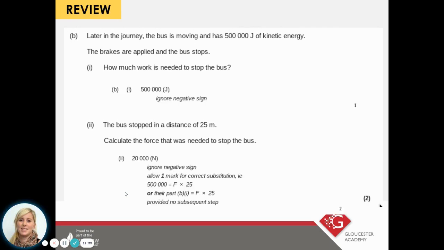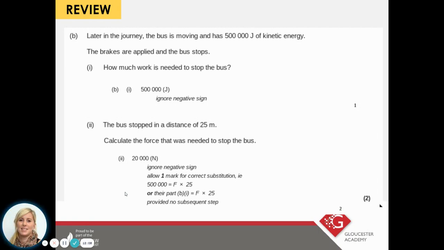Okay, so first of all then, the first one was just applied from the question. So later in the journey, the bus is moving and has 500,000 joules of kinetic energy. The brakes are applied and the bus stops. How much work is needed to stop the bus? It's exactly the same as how much energy it had when it was moving. Because remember, the rule about energy is that it cannot be created or destroyed, it can only be transferred. So all of that kinetic energy would be transferred into stopping the bus.